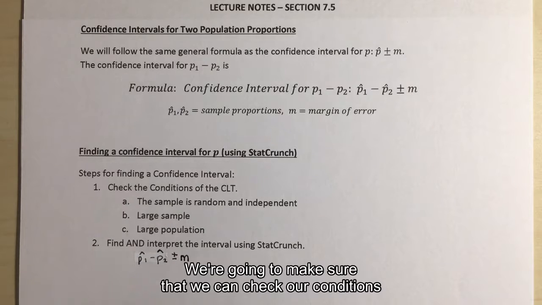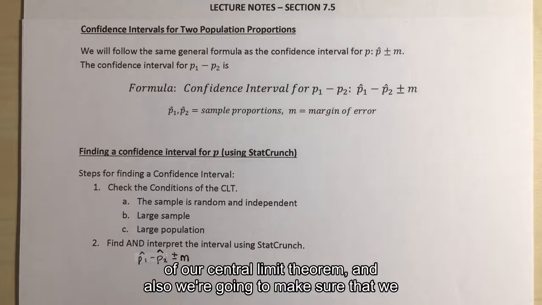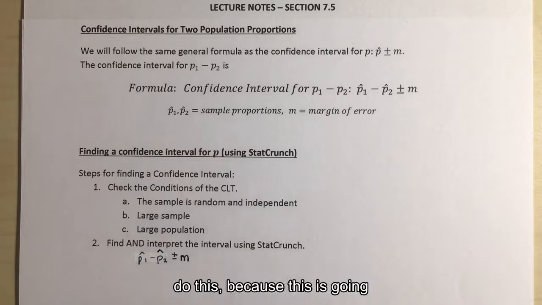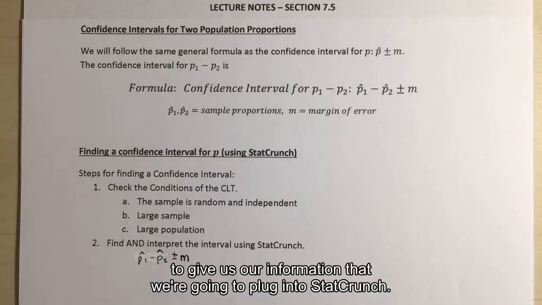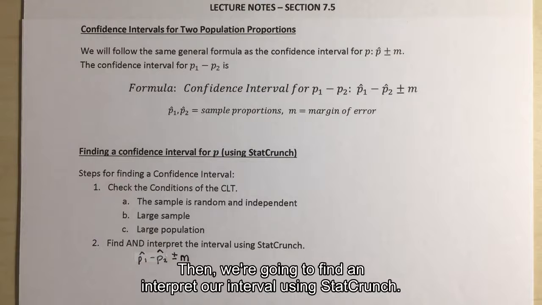So we're going to make sure that we can check our conditions of our central limit theorem, and also we're going to make sure that we do this because this is going to give us our information that we're going to plug into StatCrunch, and then we're going to find and interpret our interval using StatCrunch.